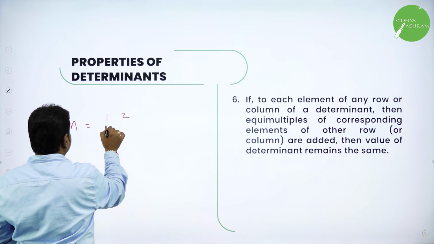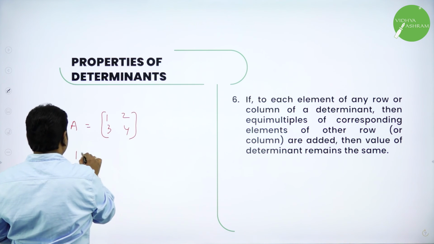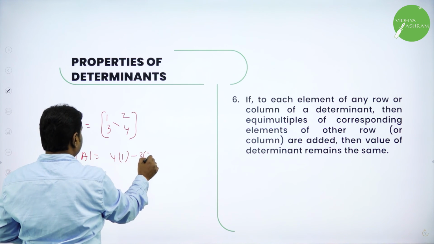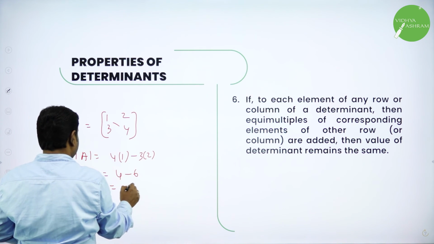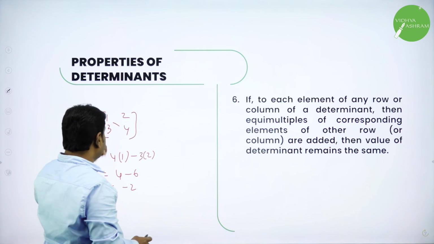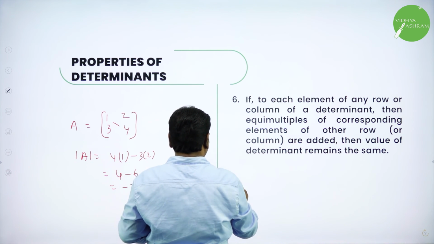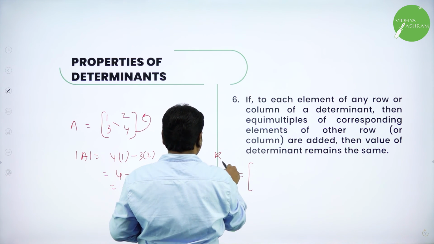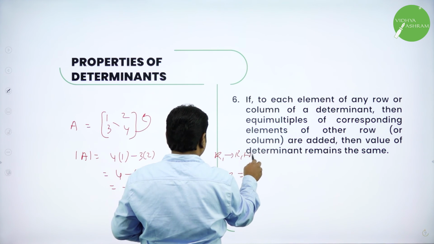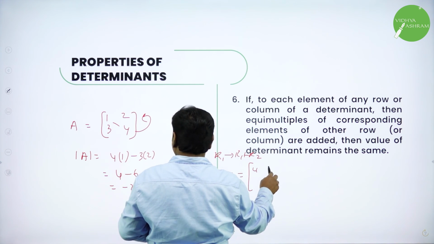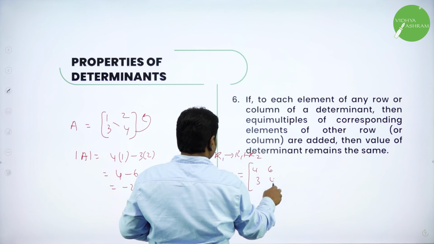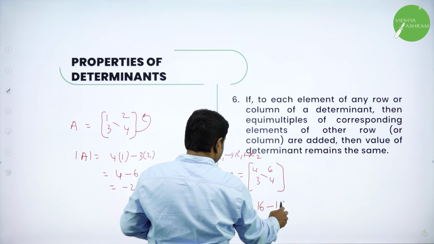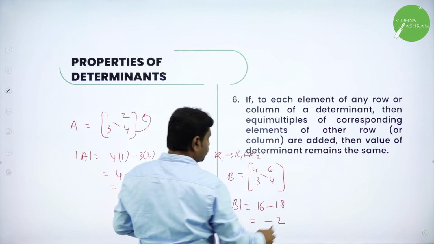A is equal to 1, 2, 3, 4. I will expand. What is determinant A? 4 1s are 4 minus 3 into 2 minus 2. I will add second row to first row. I will get a B matrix by adding these two. I am doing R1 is equal to R1 plus R2. So it will become 4, 6, 3, 4. Now I will expand this. If I expand this, it will get 16 minus 18. 16 minus 18 is minus 2.